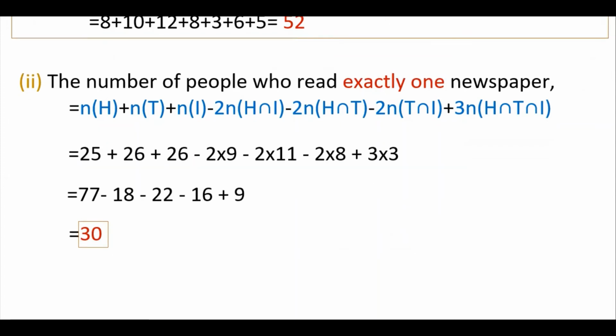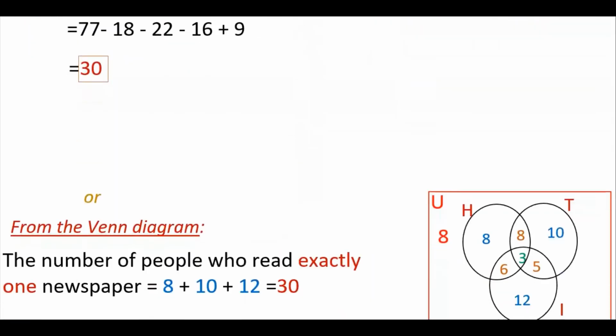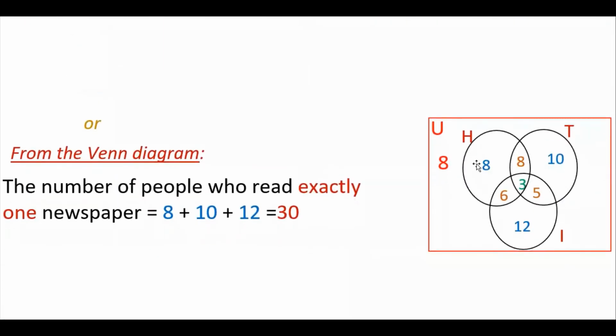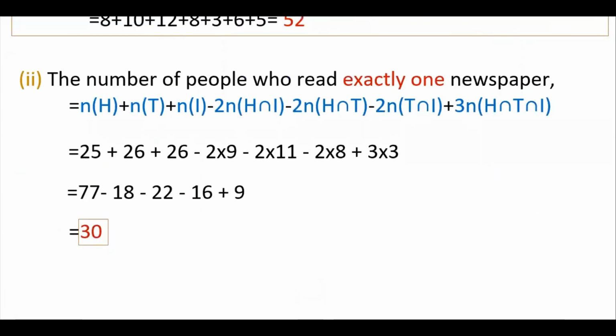Or you can do the same question by using a Venn diagram also. You already got all the values, as I told previously. So just add these values. These are the people who read exactly one newspaper. Therefore, the number of people who read exactly one newspaper is equal to 8 plus 10 plus 12. That is 30. You can do it like this or you can do it like this.